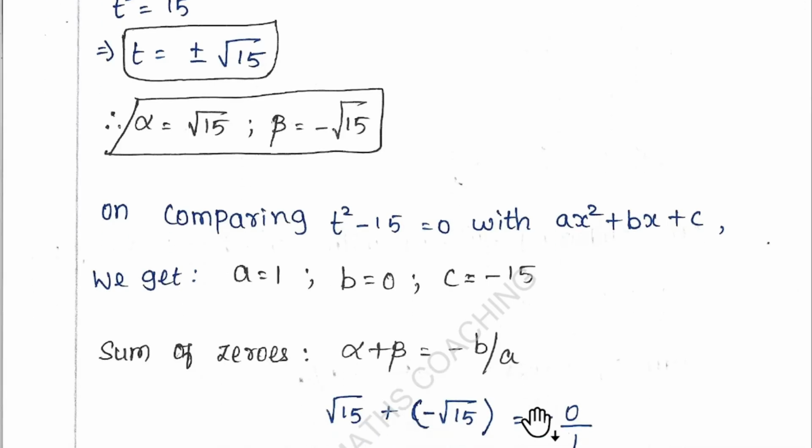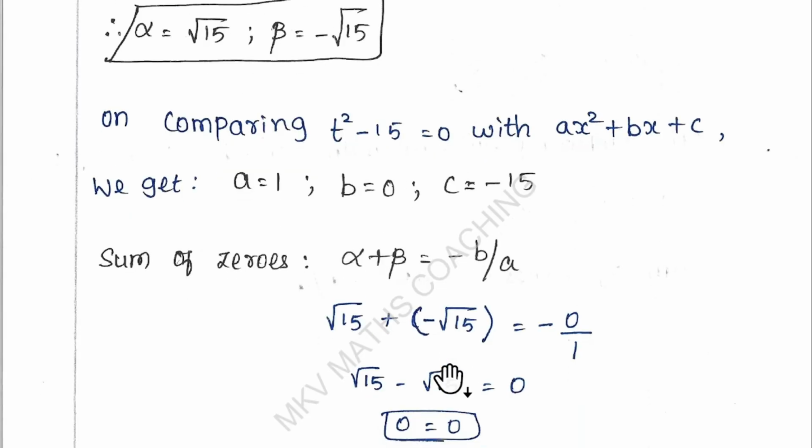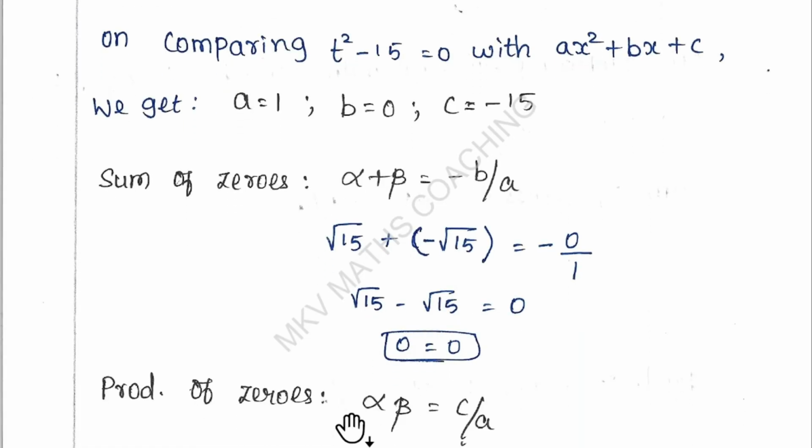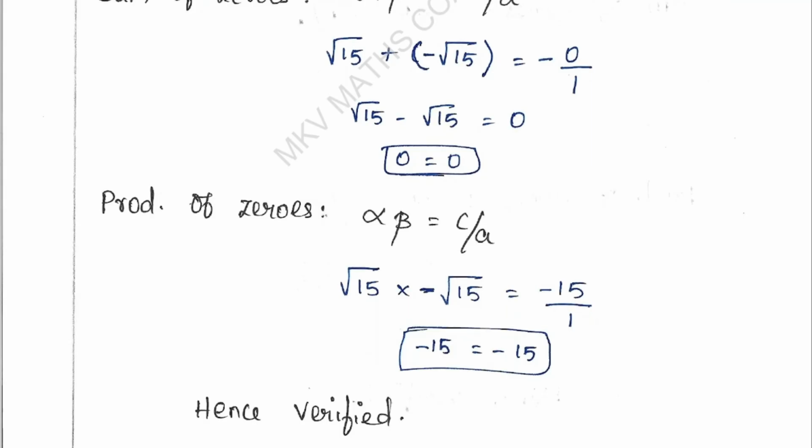Just substitute in the formulas. Try by yourself. Alpha and beta are root 15 and minus root 15. If you substitute, you are getting 0 equals 0. For the product of zeros, if you substitute, I am getting minus 15 equal to minus 15. Just pause the video and try it for yourself.